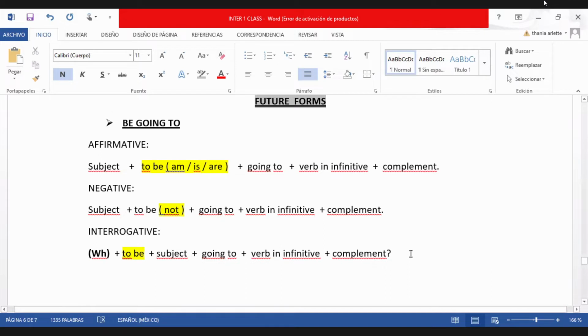This is for future. If you want, you can take a screenshot now. This is the moment to take a screenshot because I am going to continue giving the explanation. There is also another future form. Be going to is not the only one. There is also another future form. Ready? Did you take your screenshot? Yes, teacher. All right, very good.